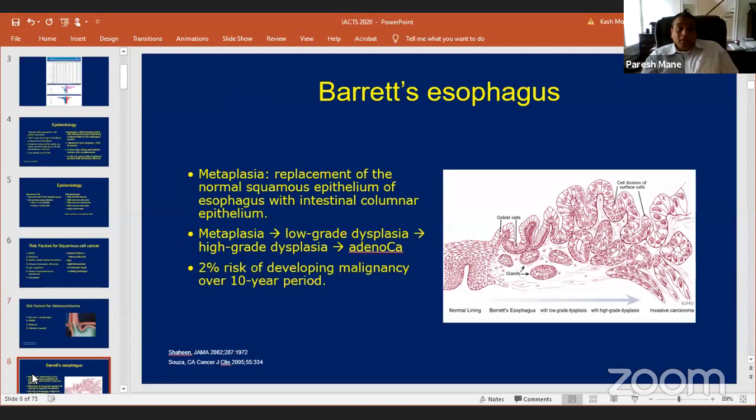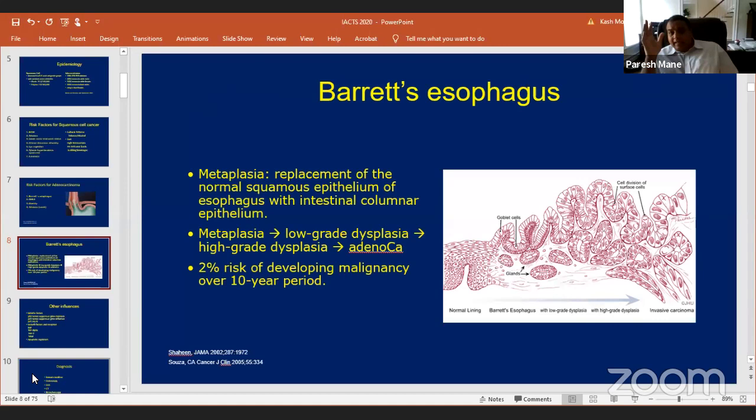So if you look at this picture over here, Barrett's esophagus is essentially a metaplasia. It's a replacement of the normal squamous epithelium of the esophagus with an intestinal columnar epithelium. So that's one of the early phases. Not all Barrett's turns into cancer. This initial metaplasia will then change into low-grade dysplasia, then become a high-grade dysplasia, that becomes adenocarcinoma in situ, and finally adenocarcinoma. And there's a 2% risk of developing malignancy over a 10-year period if somebody has Barrett's. So that's a very important number when patients show up in the office and they have reflux and they're making a case to do surgery on them.